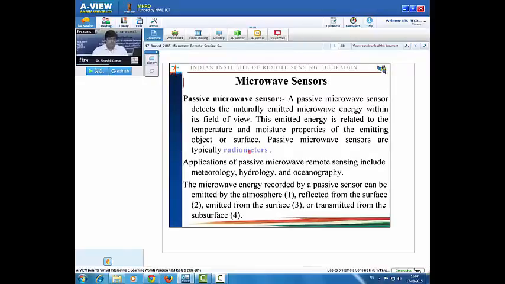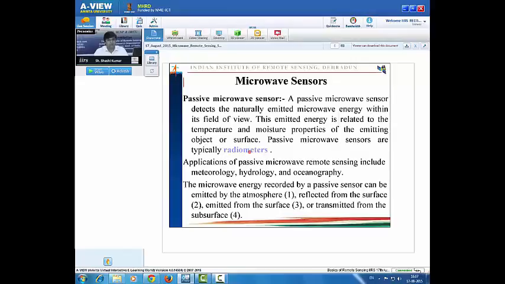When we are talking about microwave remote sensing, there are different kinds of sensors. One famous sensor is the radiometer. A radiometer is a kind of passive sensor. So the question is, what is a passive sensor?